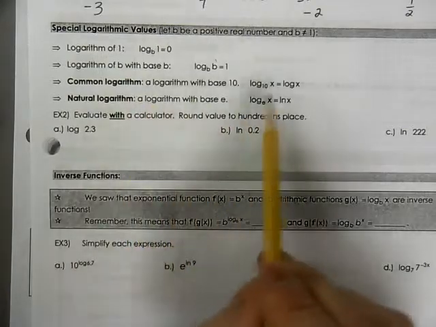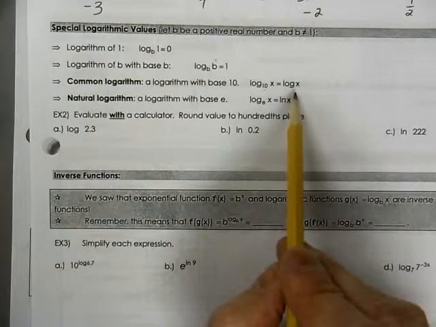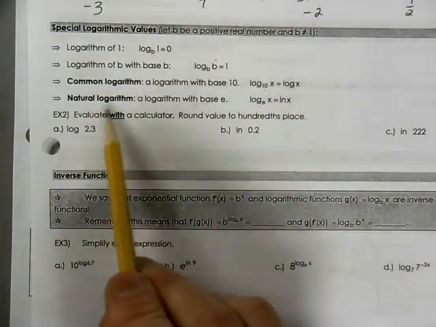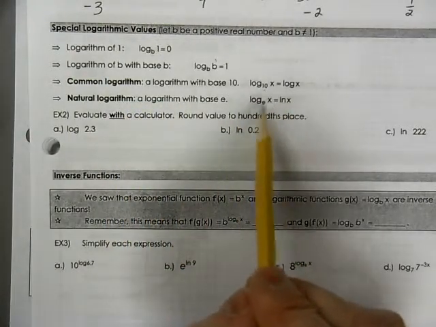A common log will have a base of 10. That's the same thing as if it's not written. If it's not written, it means that it's a base of 10. If you have ln, that means it's a base of e.